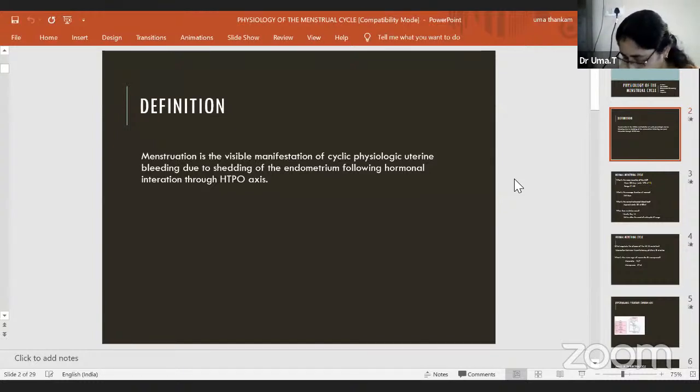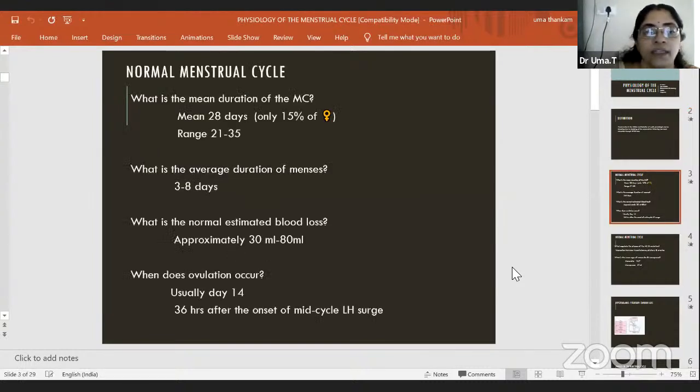Excuse me. Okay, so menstruation is said to be the visible manifestation. Actually, this menstruation has two cycles. Menstruation is basically having the ovulatory cycle and the menstrual cycle. And menstruation is defined as the visible manifestation of the cyclical physiological uterine bleeding due to shedding of the endometrium following hormonal interaction through the hypothalamo-pituitary ovarian axis.